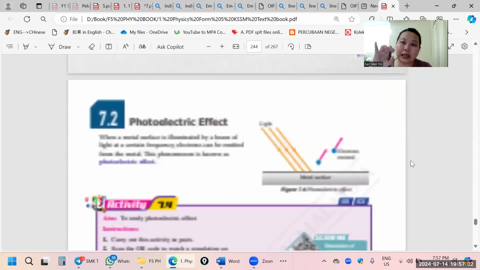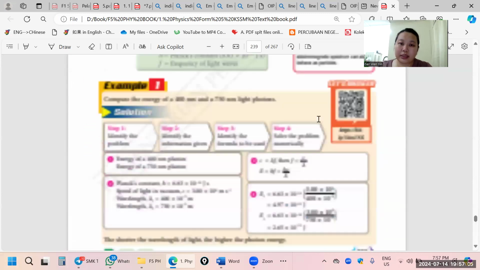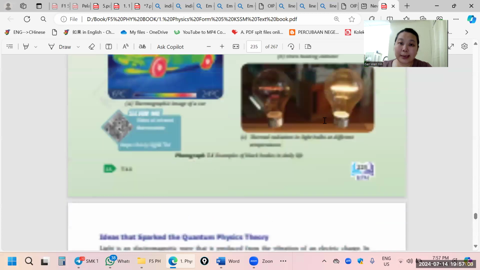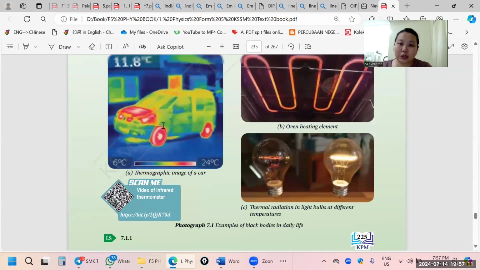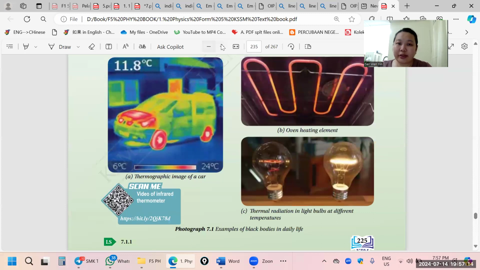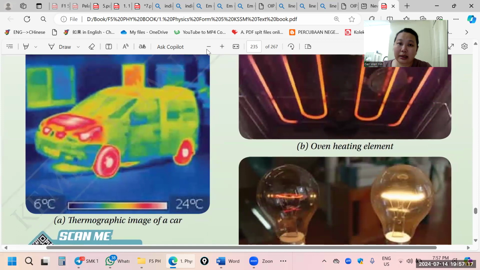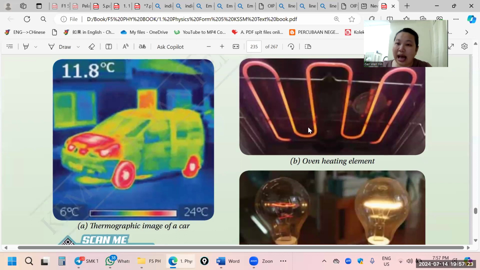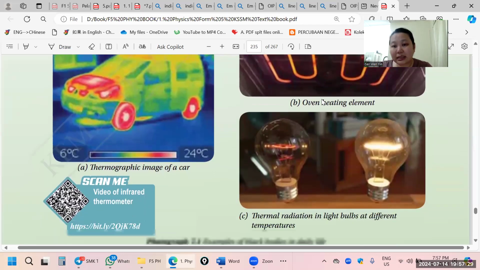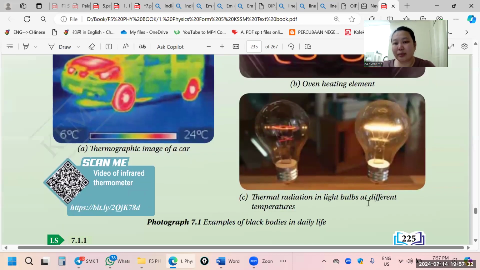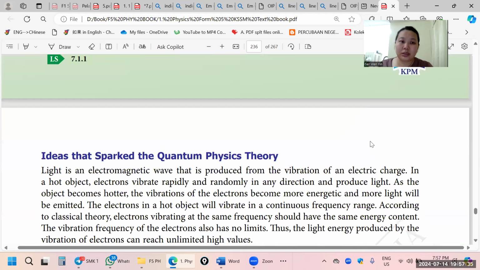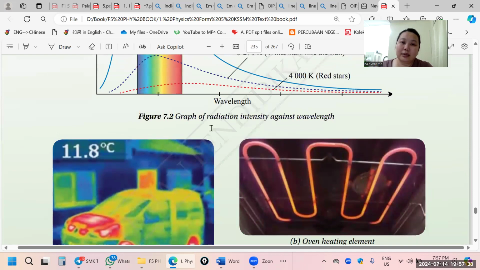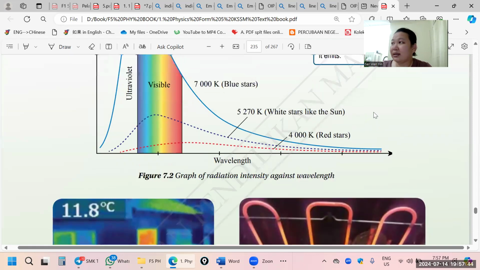Emits means they release out the light. Okay, emits means they release out the light like this. When you see the thermographic image of the car, you can see that this one is high frequency, this one is low frequency. An oven heating element also emits out light. This thermal radiation is light at different temperatures. Okay, and so we get a graph of radiation intensity against wavelength.